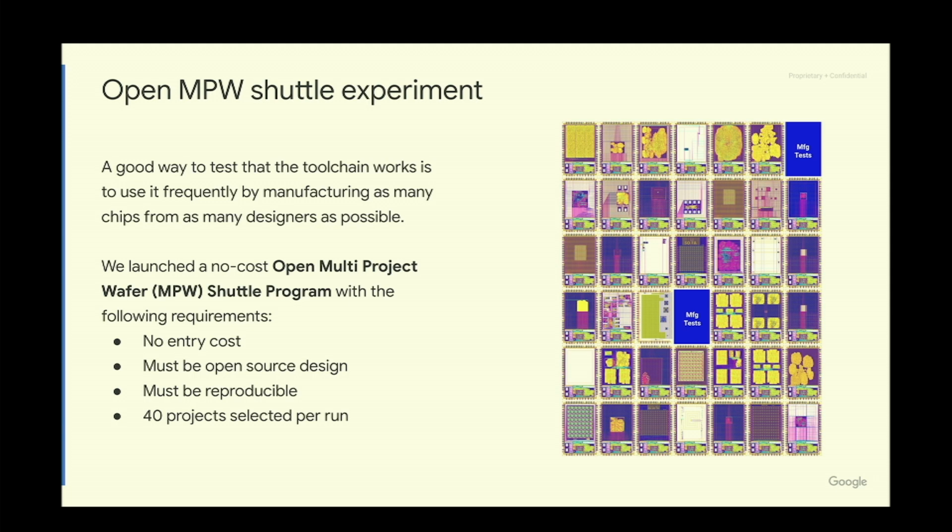So the requirements were very simple. There was no cost. However, your design must be open source. It must be reproducible, so all of the artifacts must exist in a GitHub repo so that somebody else could also create your design. And then we would select 40 projects for each run, because that was the number of slots we had available on the wafer at the foundry.